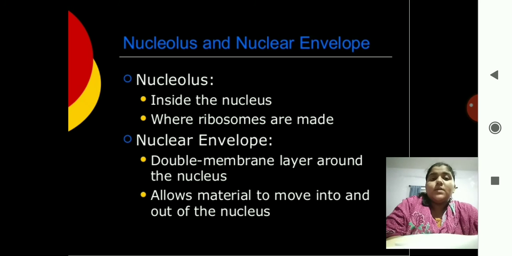Then there's the nucleolus. The nucleolus is present inside the nucleus, and it is where the ribosomes are made. You'll see the function of ribosomes ahead. Then there's the nuclear envelope. As the cell membrane is present, there's a nuclear membrane. That is the nuclear envelope, a double membrane layer around the nucleus. It allows material to move into and out of the nucleus, so the DNA instructions carried out for protein synthesis are transferred through this nuclear envelope.